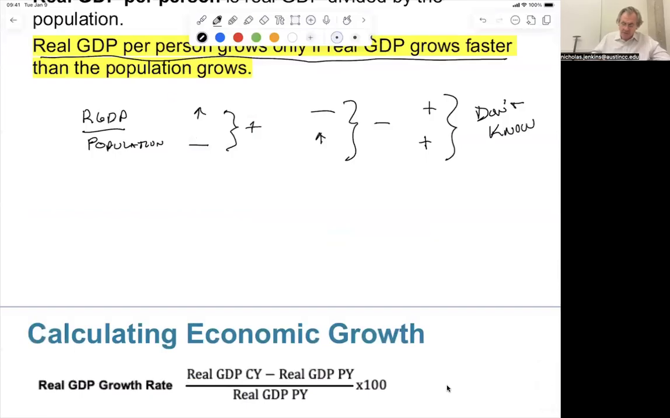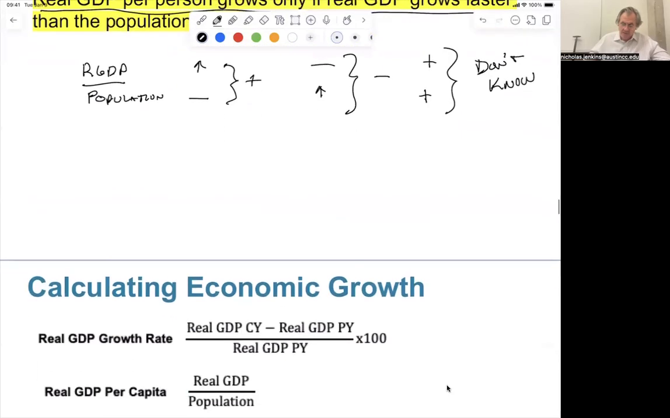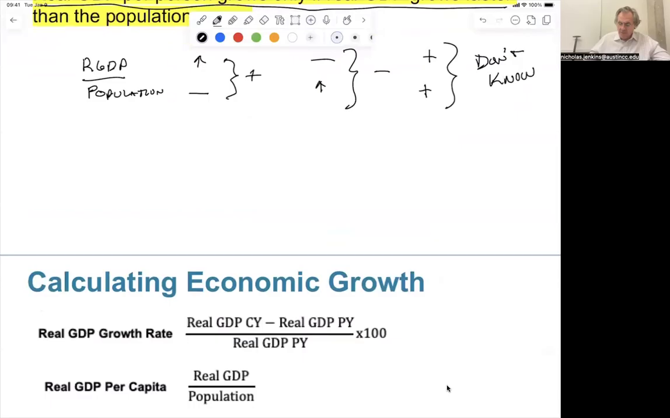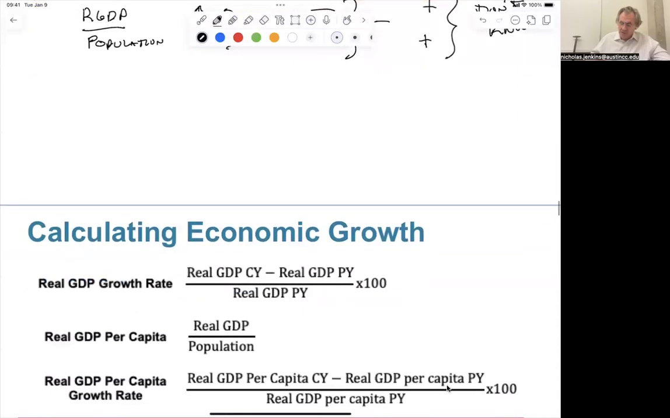Well, we said real GDP growth rate is real GDP current year minus initial divided by initial times 100. But we were after real GDP per capita growth rate. And that is real GDP per capita current minus real GDP per capita initial, divided by real GDP per capita initial, times 100. That's an awful lot to calculate. So we're going to take an easier approach to this. We're not going to use this way.